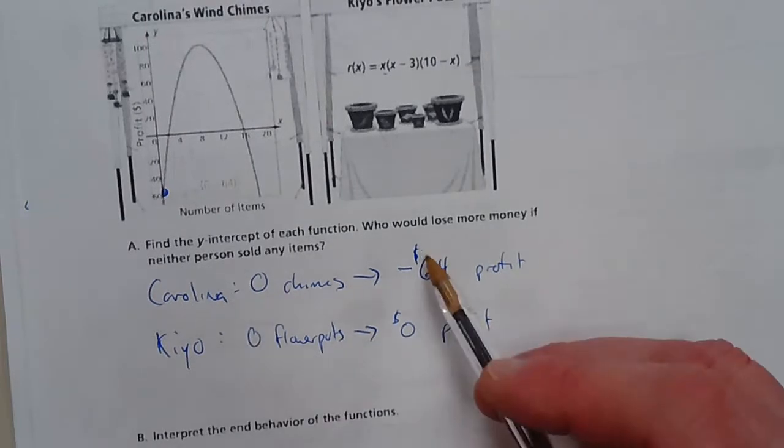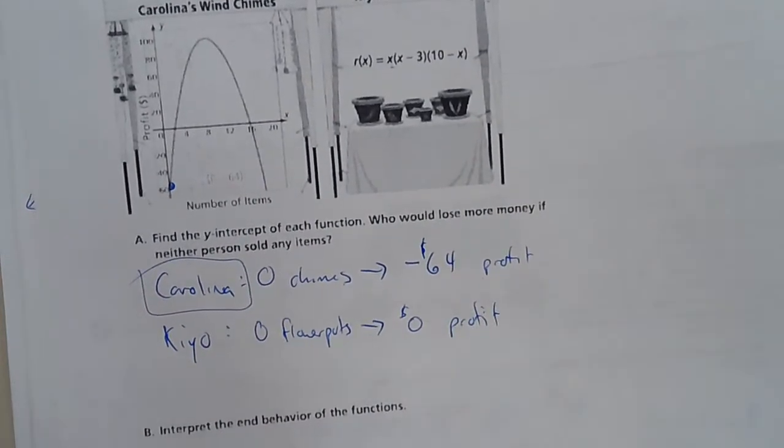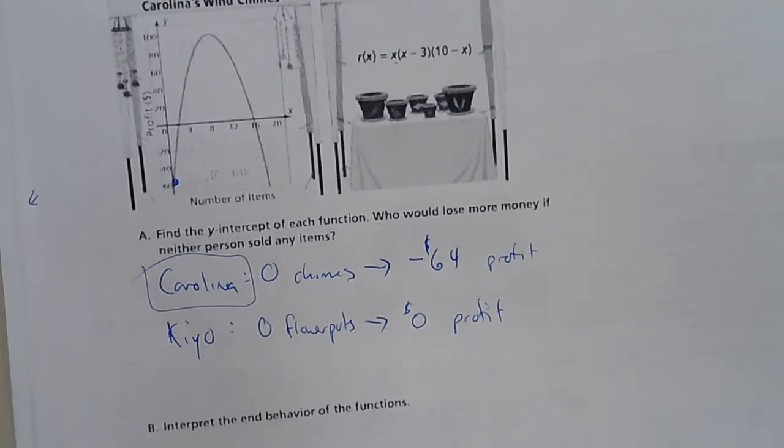So in this case, the question is, who would lose more money? The answer would be Carolina. She loses $64. He loses nothing. The next one says, interpret the end behavior of these functions.